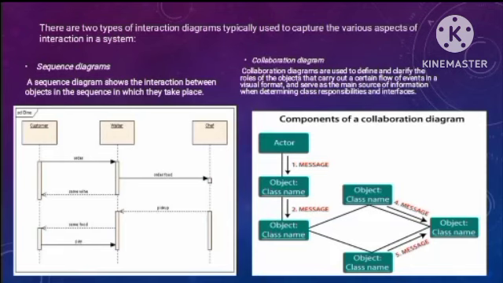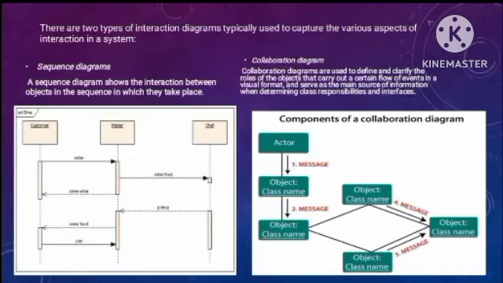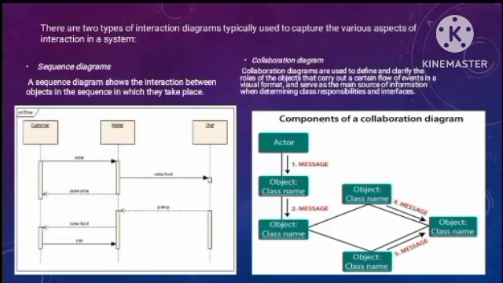A sequence diagram shows the interaction between objects in the sequence in which they take place. So sequence diagrams describe how the objects function within a system, and also in what order, and are often used to document and understand what is required for new and existing systems. The next one, we have the collaboration diagram.